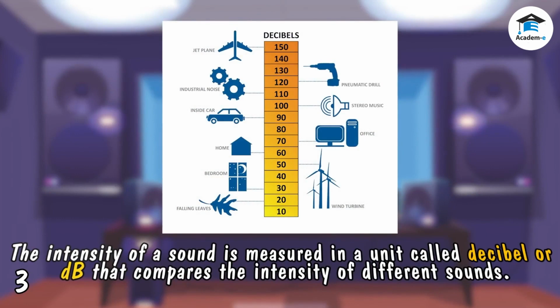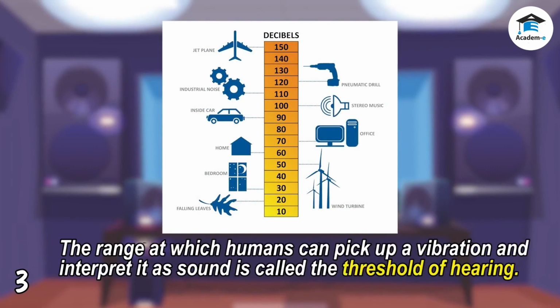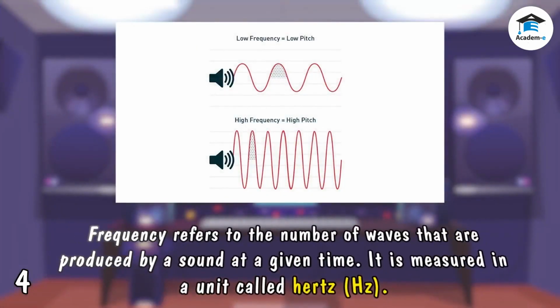The human ear can detect only a fraction of the vibrations in the environment as audible sound. The range at which humans can pick up a vibration and interpret it as sound is called the threshold of hearing. Frequency refers to the number of waves that are produced by a sound at a given time. It is measured in a unit called hertz. The human ear is able to hear sound frequencies from 20 to 20,000 hertz.